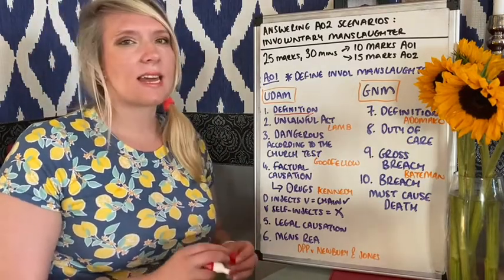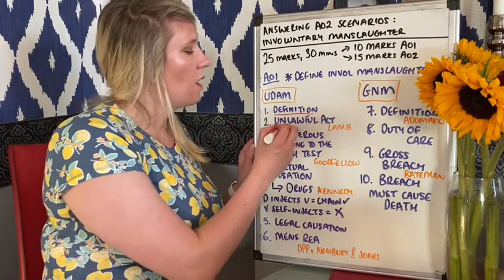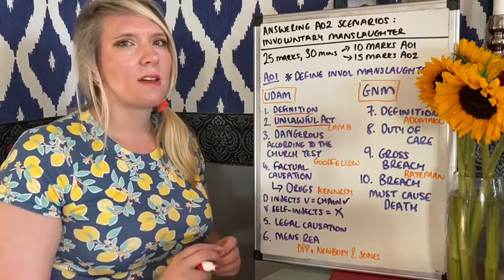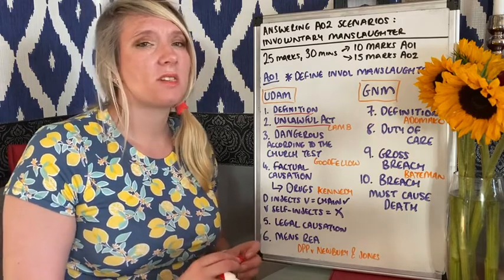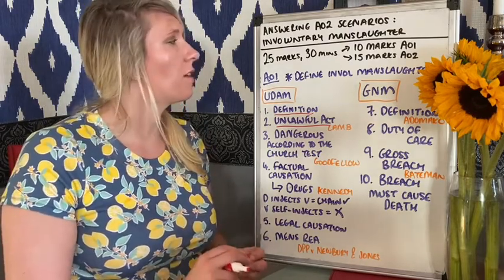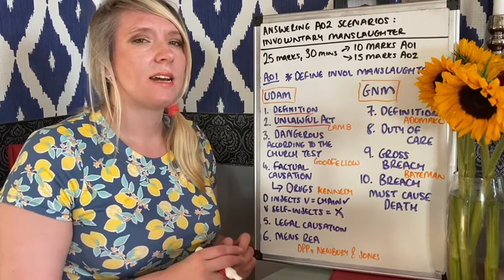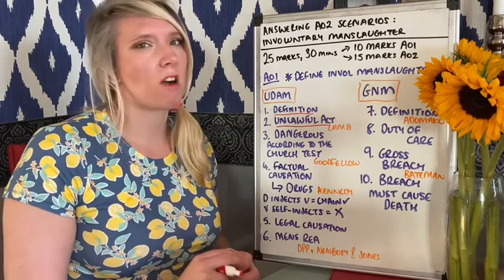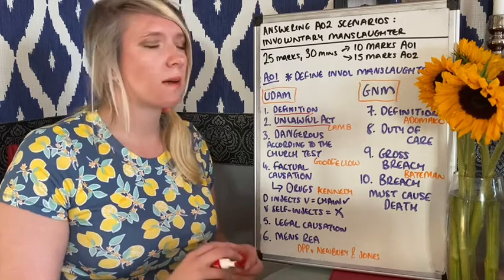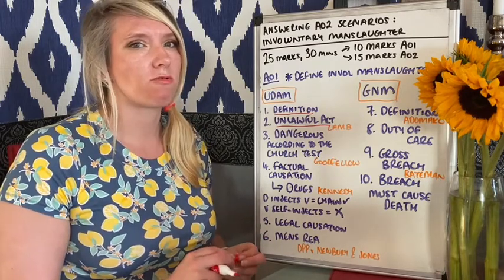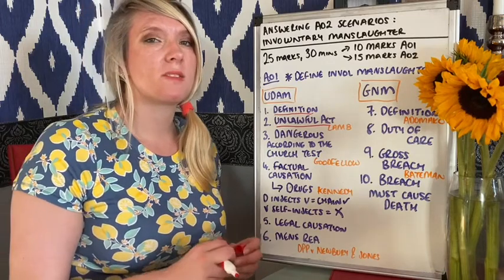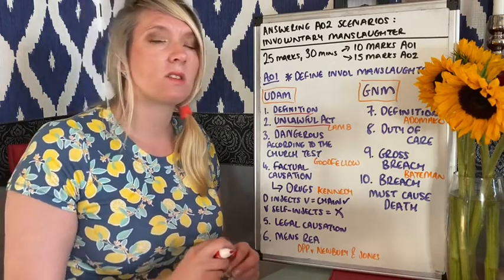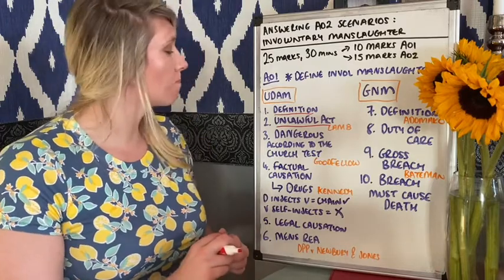Then the next key element is that it has to be an unlawful act. So this is an action, not an omission. Omissions cannot be part of unlawful act manslaughter. And it has to be a crime. So torts, for example, are not enough. It must be a criminal action. Now, this is what we construct the manslaughter charge from. So you sometimes see this called constructive manslaughter.